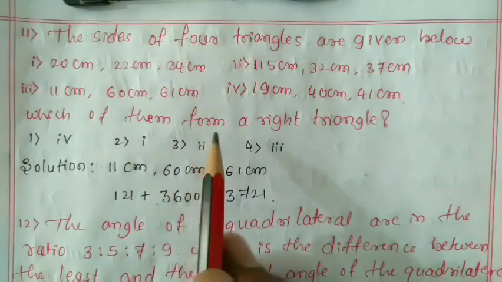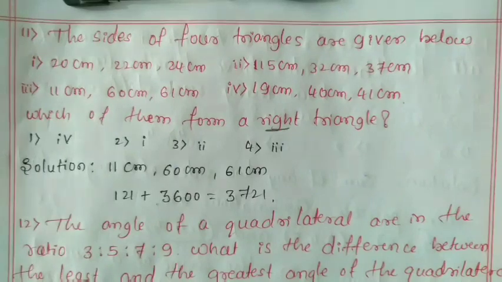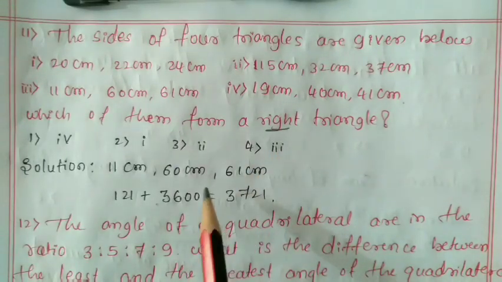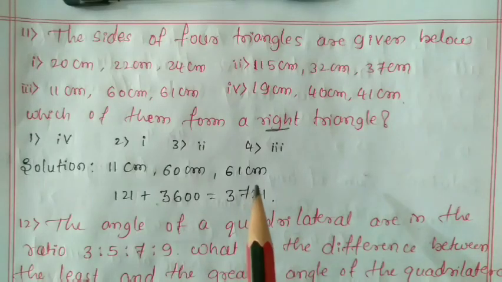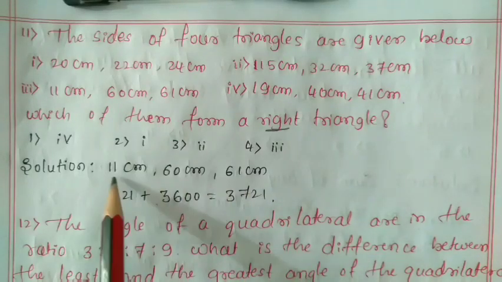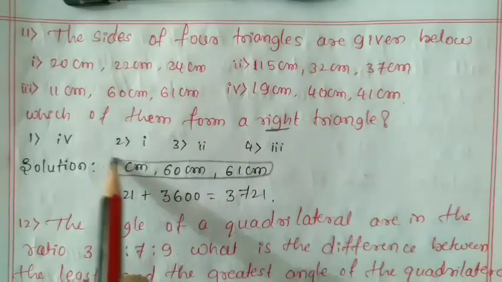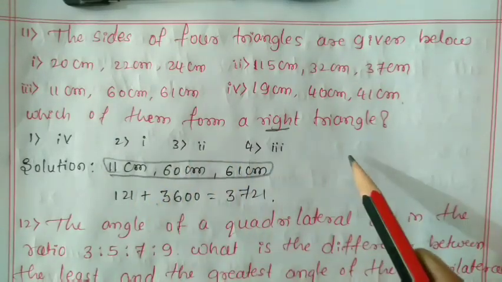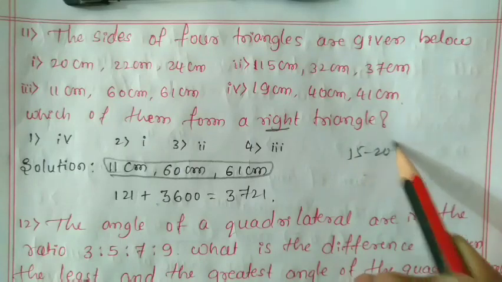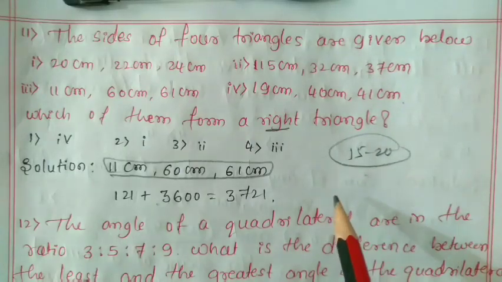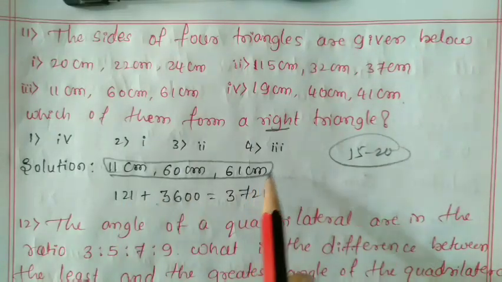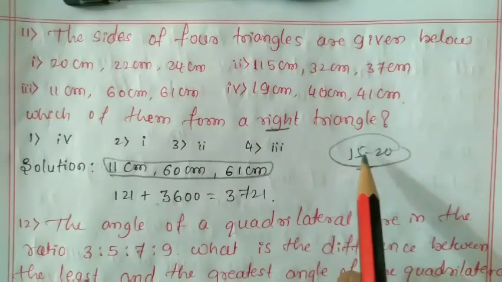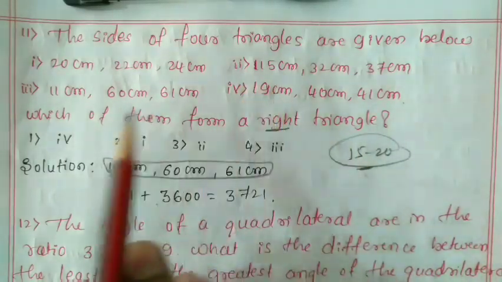So you can remember Pythagorean triplets here. When you remember Pythagorean triplets, then you will easily understand this one. If you don't know Pythagorean triplets, then it is difficult. So minimum 15 to 20 Pythagorean triplets you should know by heart, then you will understand this easily. I already explained 15 Pythagorean triplets in another video.